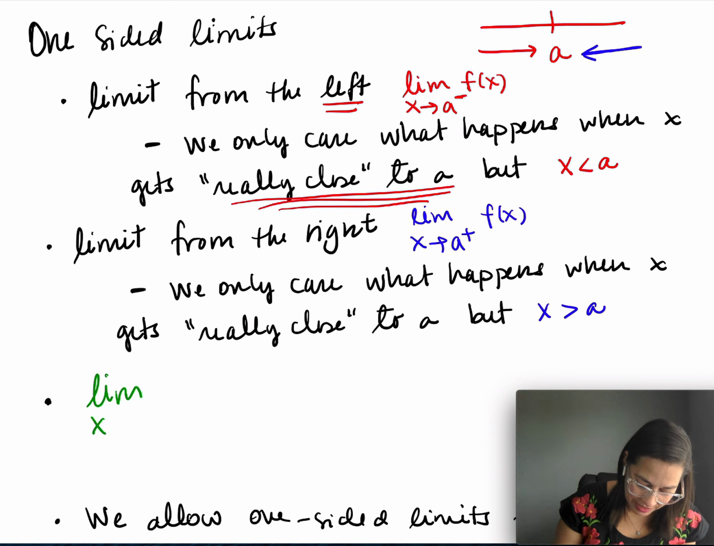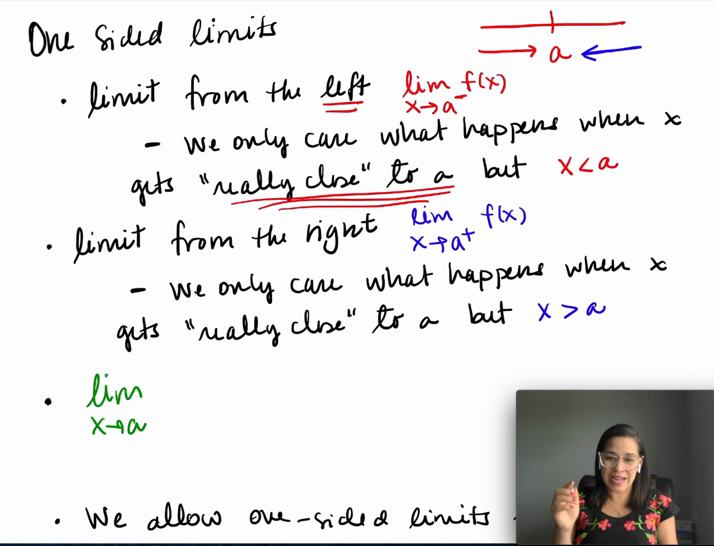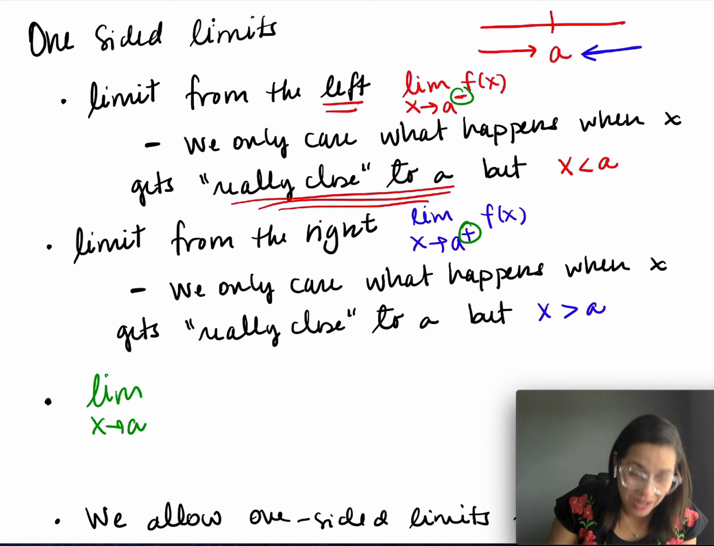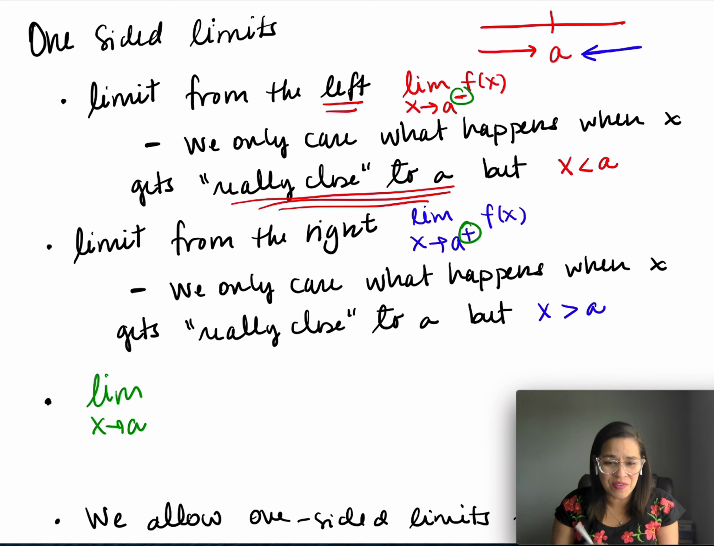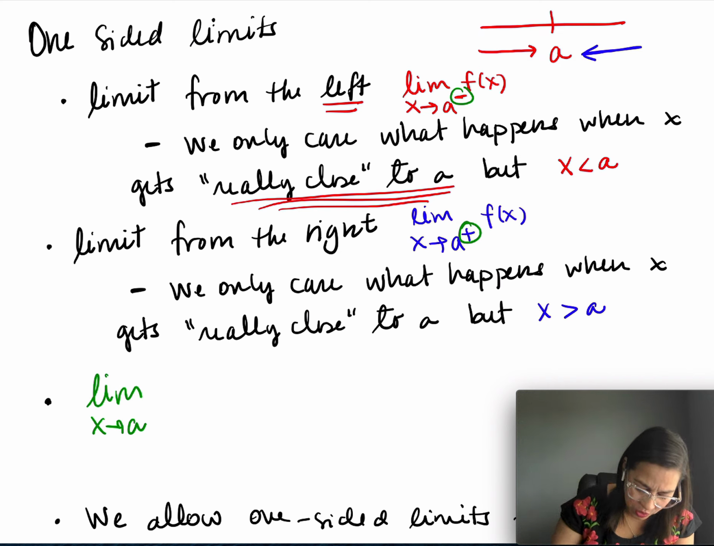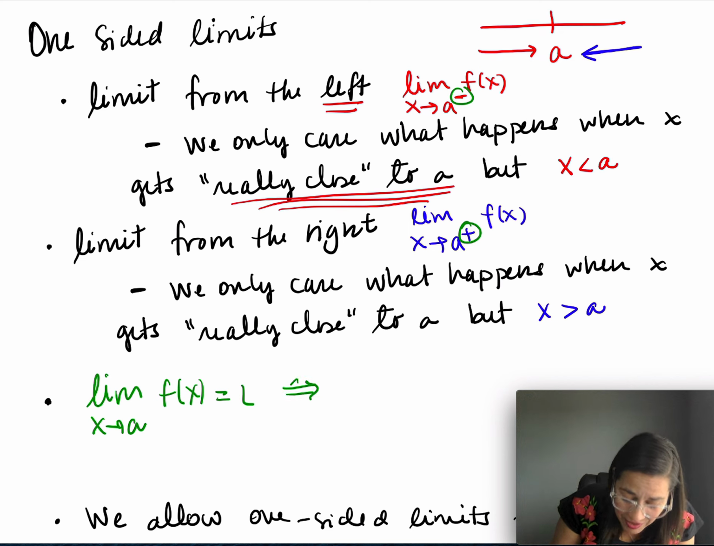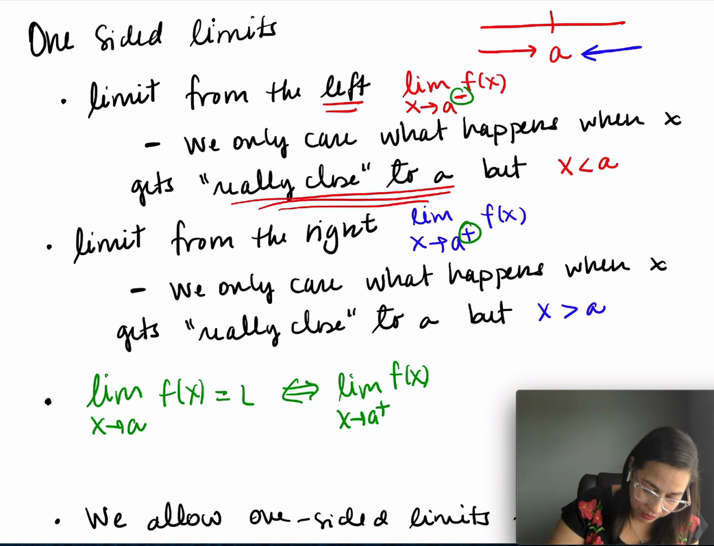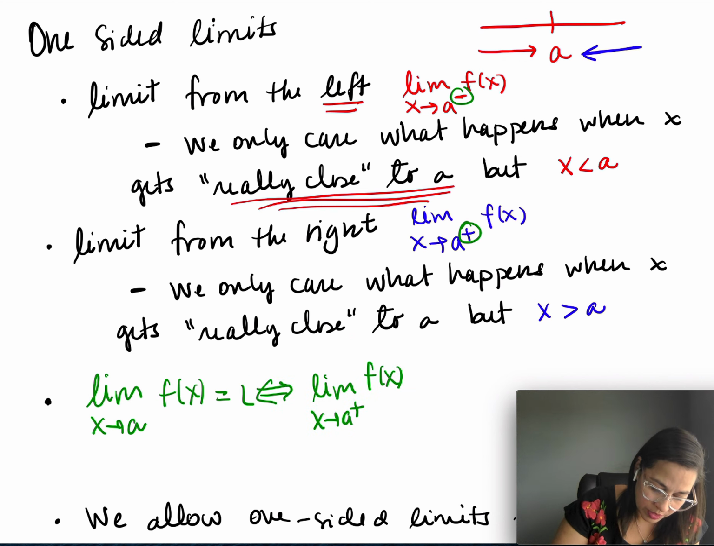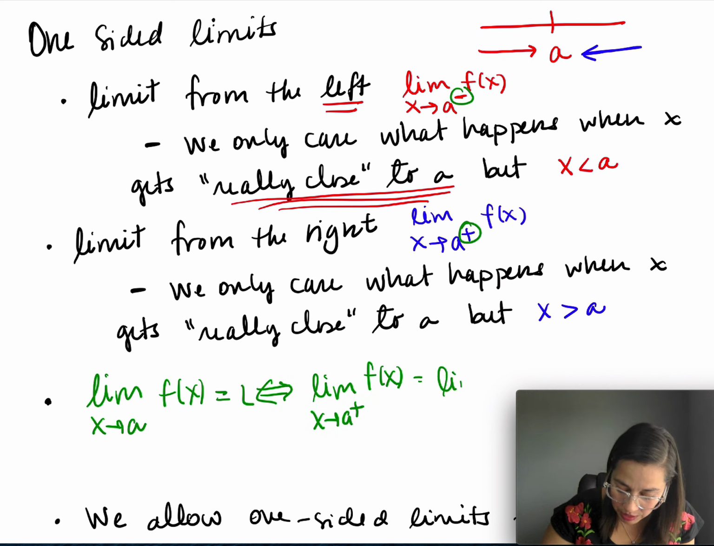If I have the limit as x goes to a like that, without the negative or the positive, then I have to find both one-sided limits and they have to be the same. So if I say the limit as x goes to a of f of x is equal to L, that's the case if and only if the limit as x goes to a from the right is equal to the limit as x goes to a from the left, and it's equal to L.